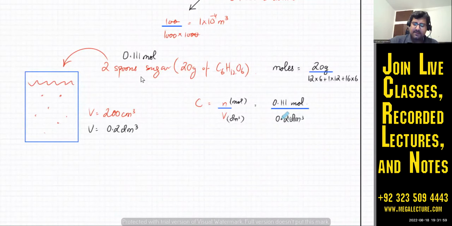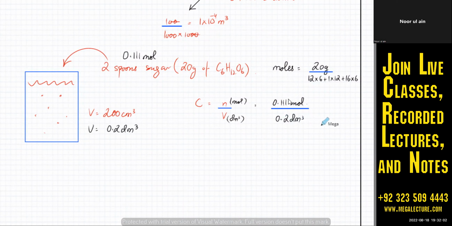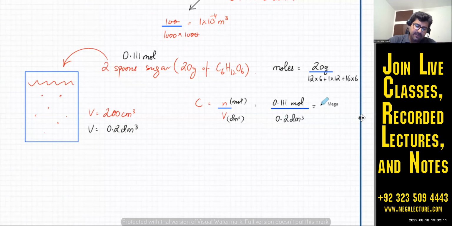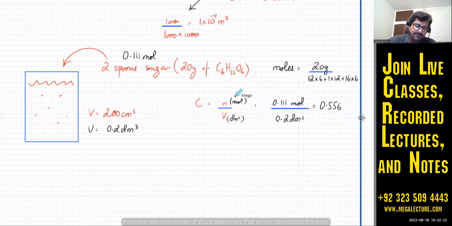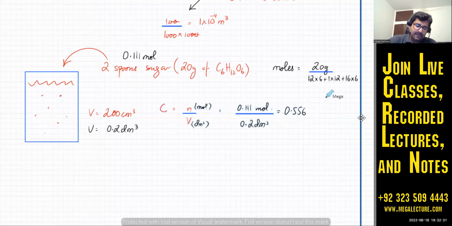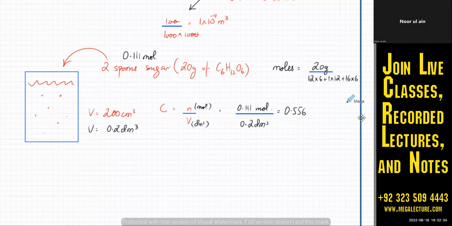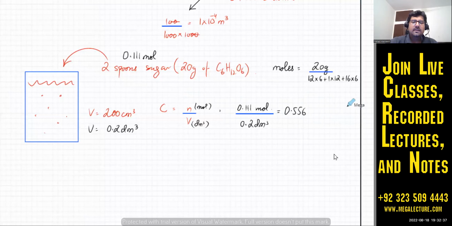So tell me what the concentration is. I have 0.555. So the concentration comes out to be 0.55, and let's round it off. It's a trailing 555. If you round a 5, it's going to go in the upward direction, so the last one would become 6. But there are only three 5s, so okay, let's do 0.555.